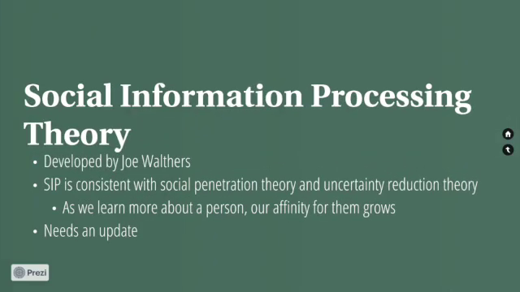Social information processing theory was developed by Joe Walther. It's consistent with social penetration theory and uncertainty reduction theory. They all hold that as we learn more about a person, our affinity for them grows. An important note is that it's seen updates to account for different and new forms of online communication.